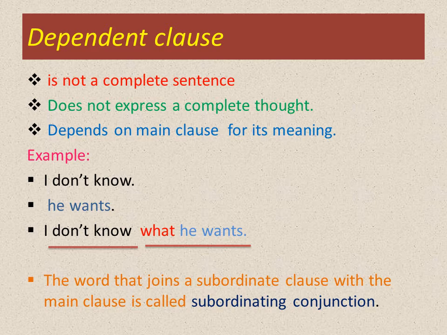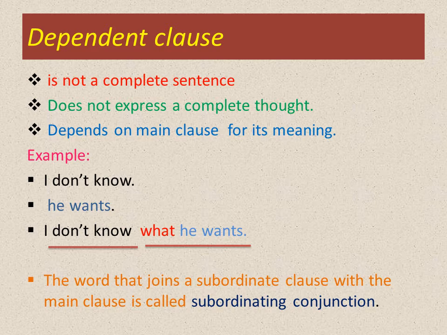Students, have you understood a dependent clause? A dependent clause is not a complete sentence. It does not express a complete meaning or thought. It depends on the main clause for its meaning. In the above example, "he wants" is a dependent clause. It is not giving complete meaning. It is not a complete sentence.